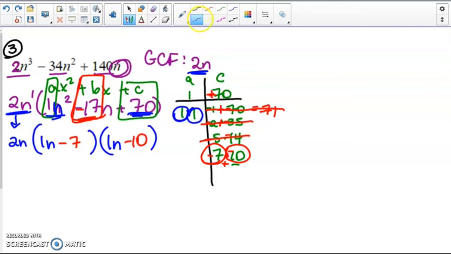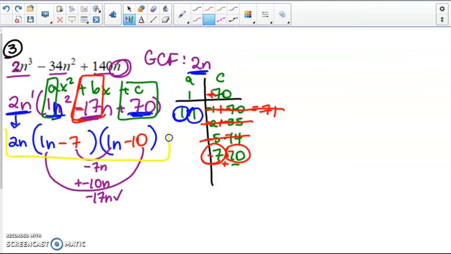Last thing to do is to check it, make sure we got it right. So 1 times negative 10 is negative 10n. Negative 7 times 1n is negative 7n. Negative 7n plus negative 10n is a negative 17n. And that's what we wanted, negative 17n. So it checks. There we go. Final answer.